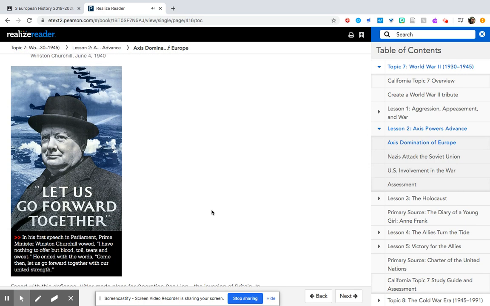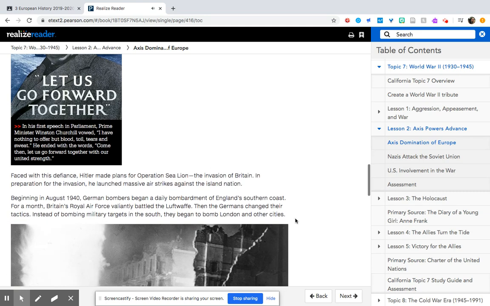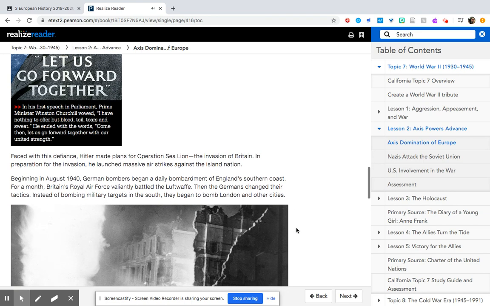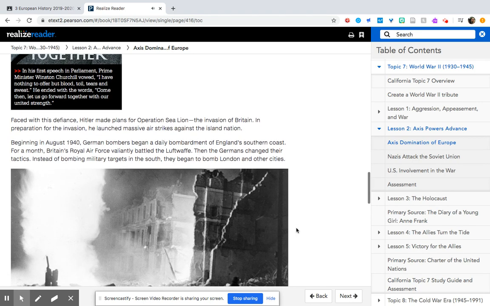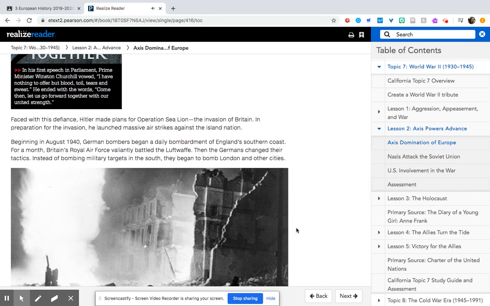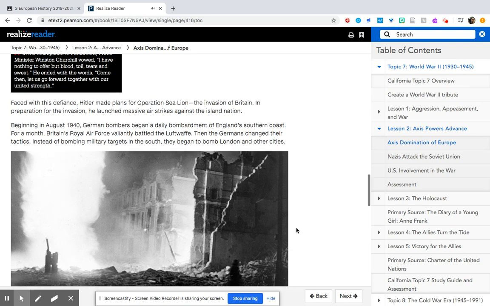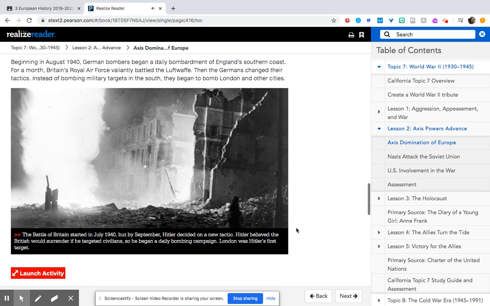Faced with this defiance, Hitler made plans for Operation Sea Lion, the invasion of Britain. In preparation for the invasion, he launched massive airstrikes against the island nation. Beginning in August 1940, German bombers began a daily bombardment of England's southern coast. For a month, Britain's Royal Air Force valiantly battled the Luftwaffe. Then the Germans changed their tactics. Instead of bombing military targets in the south, they began to bomb London and other cities.